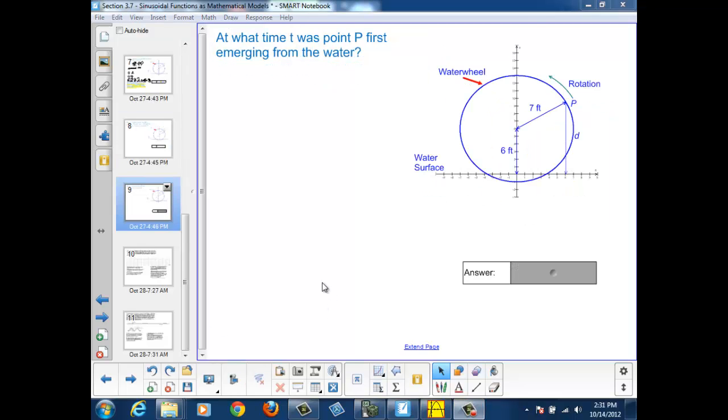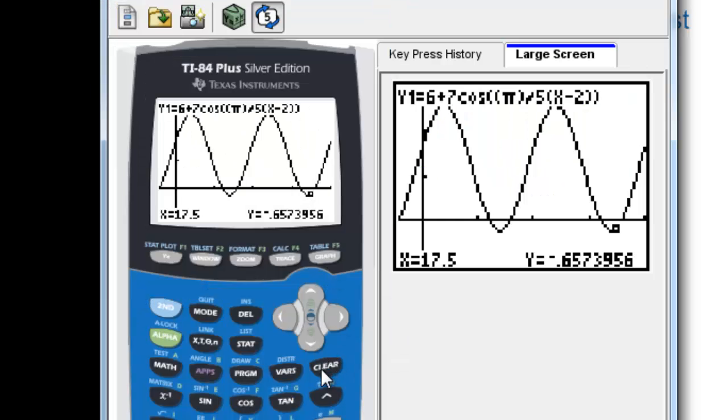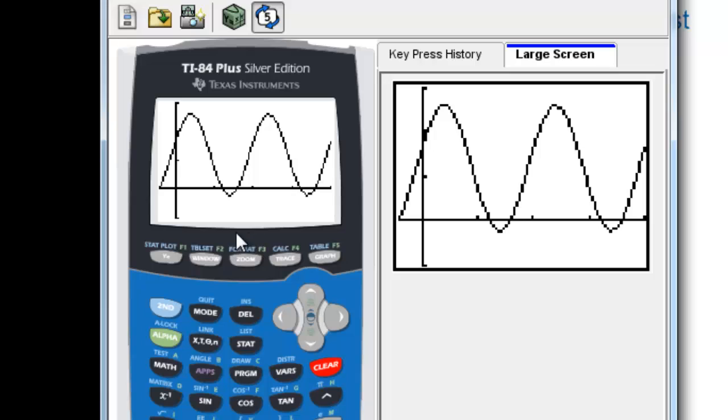Here's another question we can ask about this scenario. At what time t was point P first emerging from the water? So if we think about our graph, what we're really looking for is when we are moving upward on our graph through the t or x-axis. So I'm going to pull my calculator out again, and this time I'm looking for this value right here where the graph is going up through the horizontal axis.